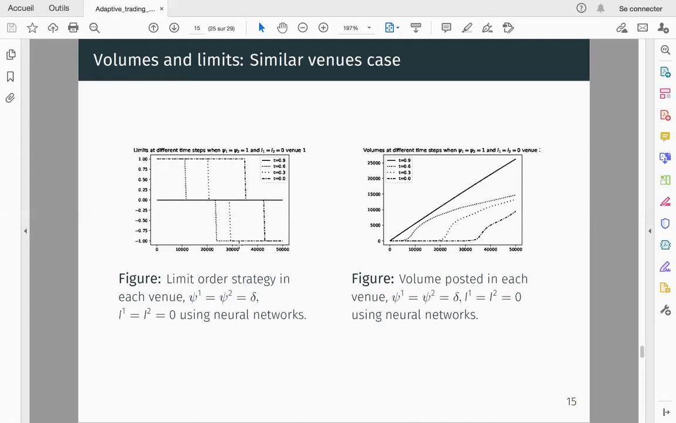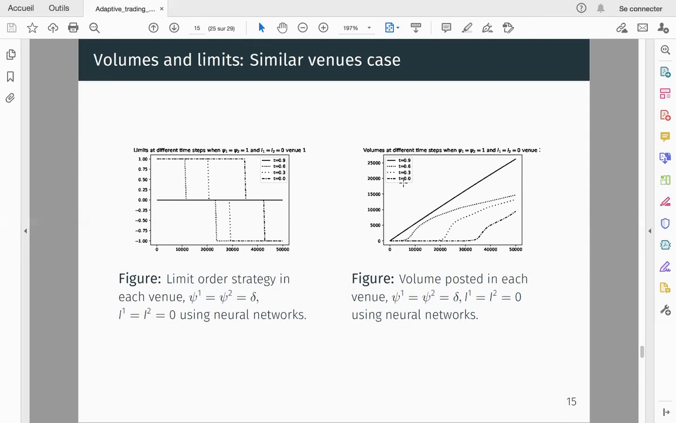On this slide, we plot the limit and the volume of the trader. On the left side, you have the limit order strategy, -1, 0, +1, 0, and -1. And on the right-hand side, you have the volume posted by the trader as a function of the inventory for similar spread and imbalance and similar venues, which means that both venues share similar parameters in terms of infinitesimal generator.